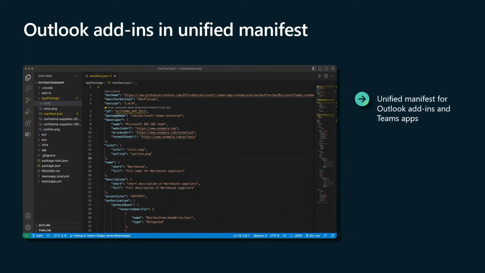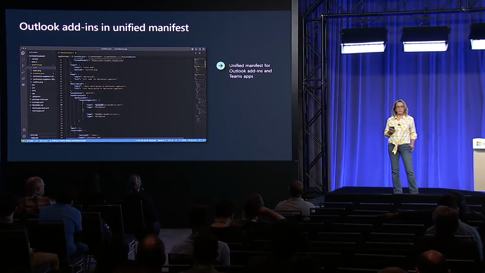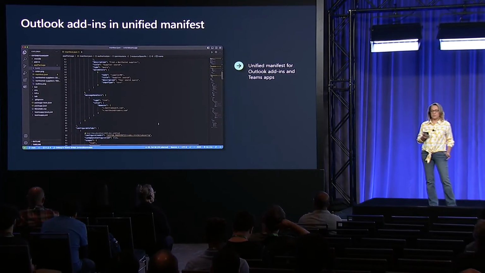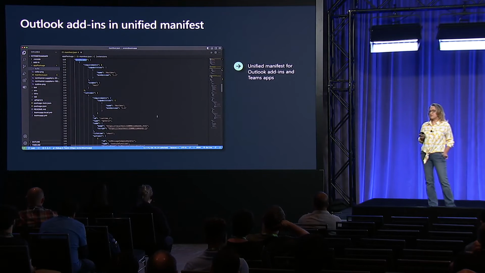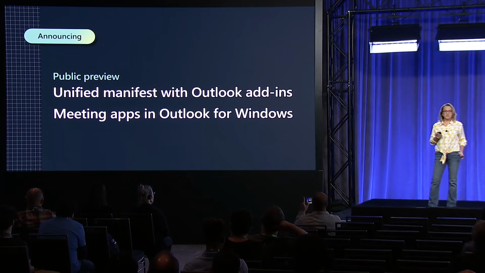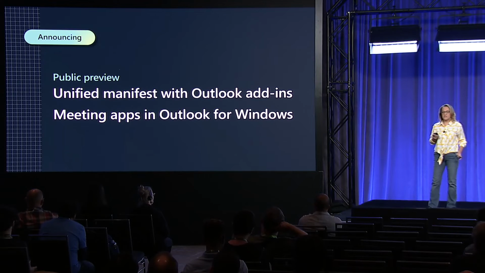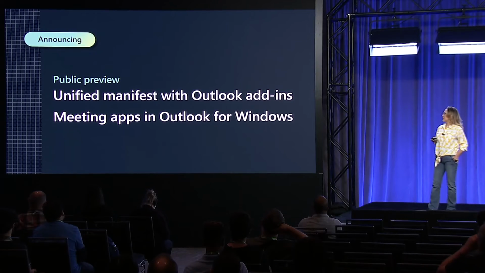As we just heard from Office at Work, you can bundle your existing Outlook add-ins with all the capabilities we are talking about today in a single unified app package by leveraging the existing Teams manifest for effective app management, distribution, and deployment. You can go try this out yourself because unified manifest with Outlook add-ins is already available. You just need to use the preview version of Teams manifest. And soon, meeting apps in Outlook for Windows will be in preview starting by June.